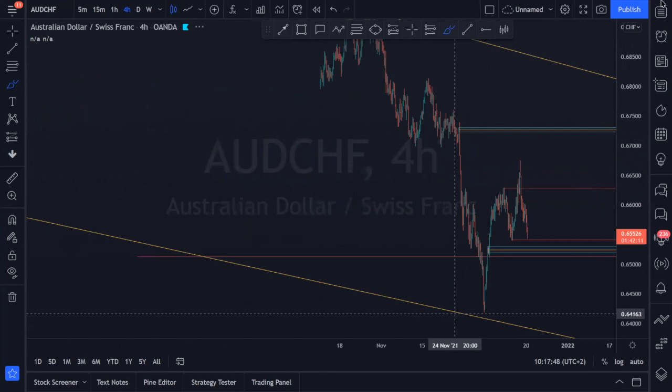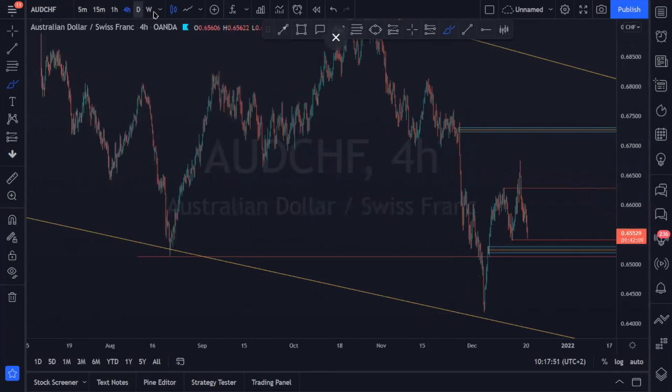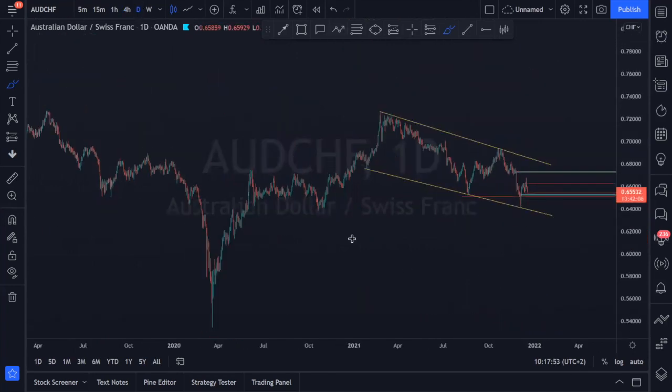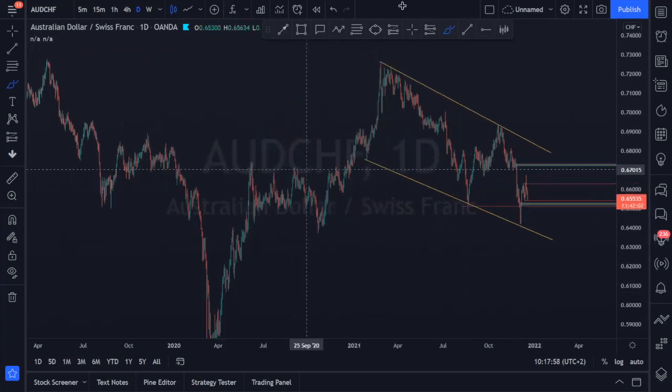So guys, on Aussie Swiss franc, if we go up to a daily, what we will see about the nature in the price action is that we do have this nice, beautiful corrective structure over here. So clearly enough, we see momentum pushing to the upside.